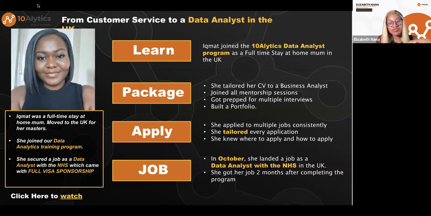Now, in October, ICMAT was able to land a job. October of last year, she landed a job as a data analyst with the NHS. This is someone who did not have any healthcare experience in the UK. She got a job 2 months after completing her program.